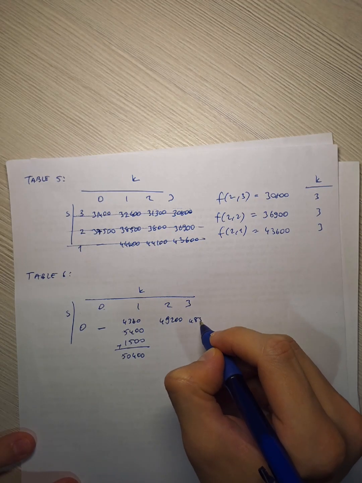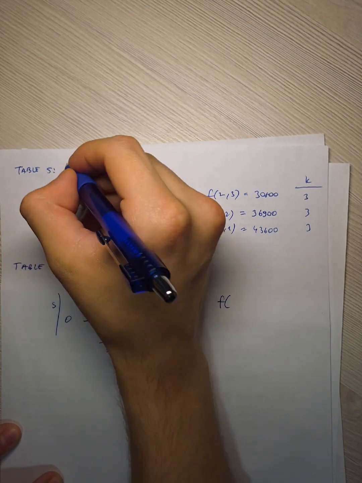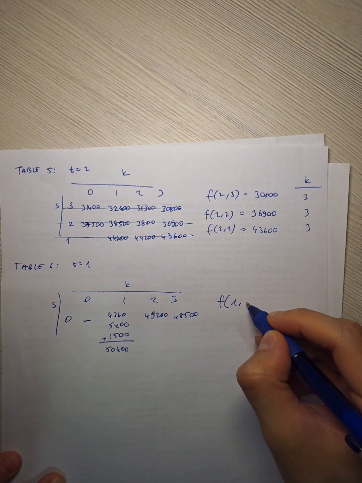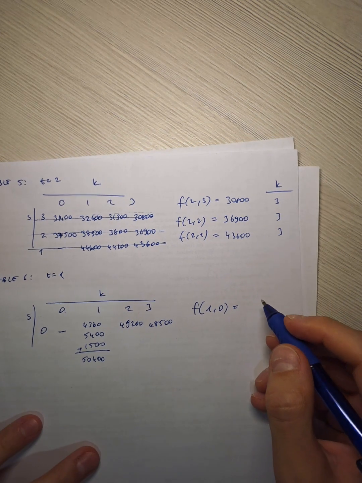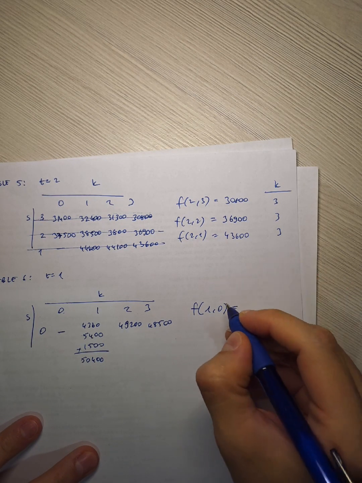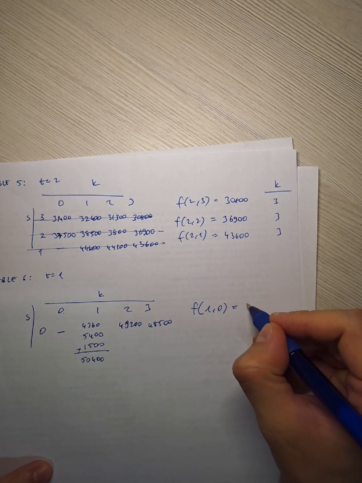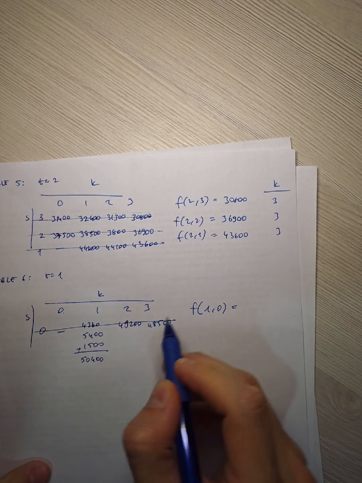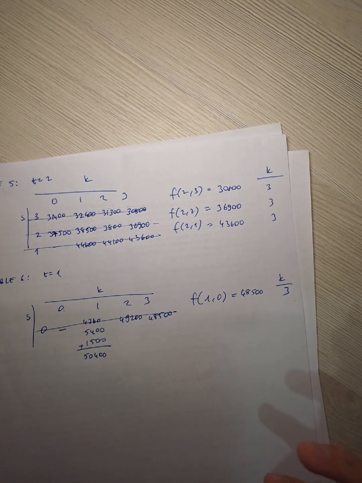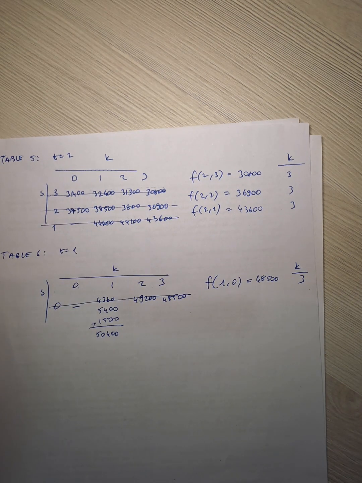Okay, 48,500. So time step 2, time step 1. So 1, 0, okay, it is the minimum of this, so it's 48,500 and the decision is 3. So we reach the bare ground. So this is the first time step. So we completed the problem.